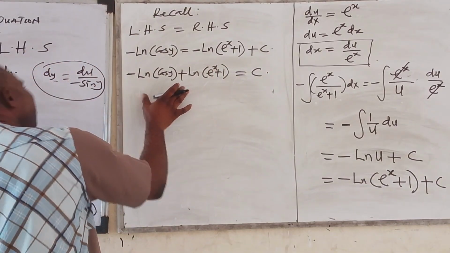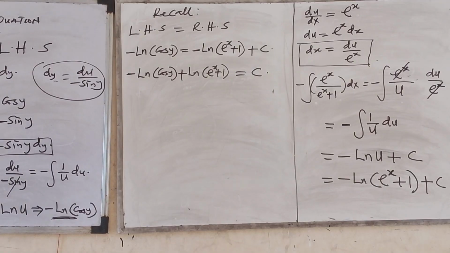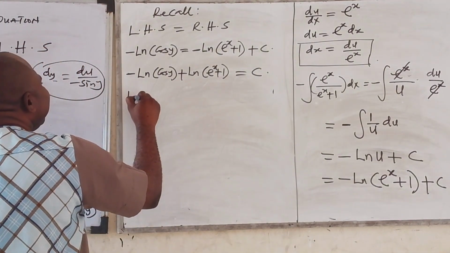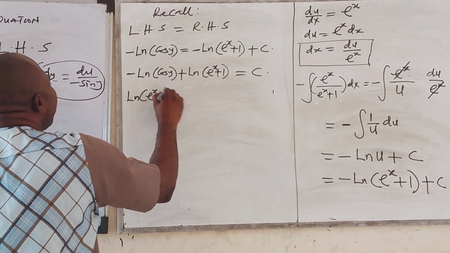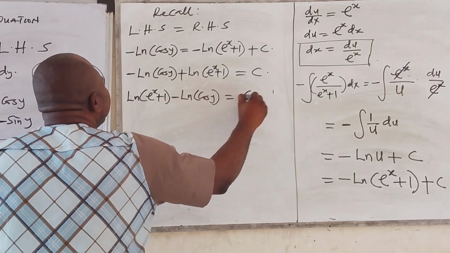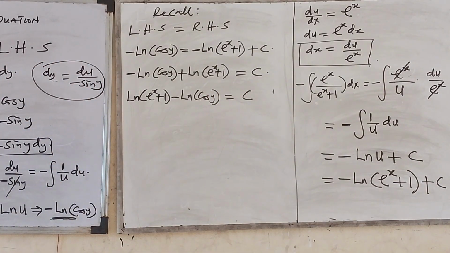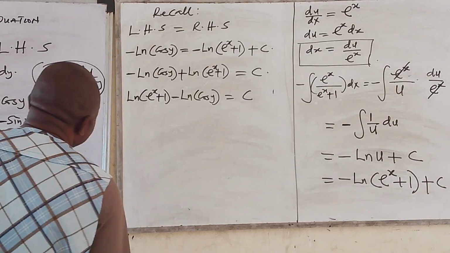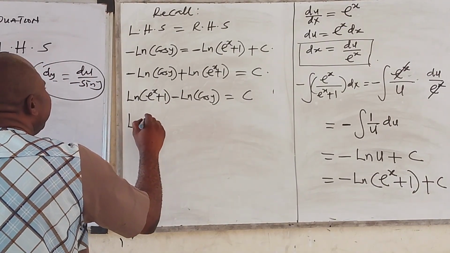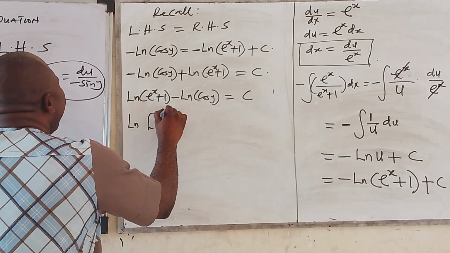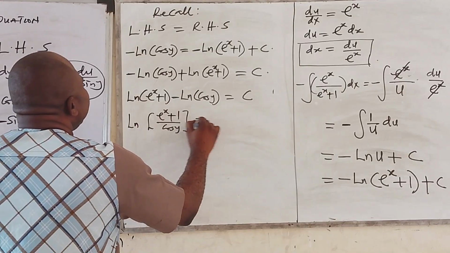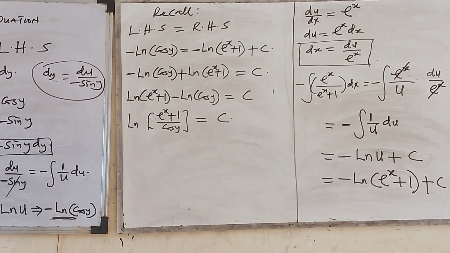Which is the same thing as saying, because minus a plus b is the same thing as b minus a, that minus this plus this is the same as ln in bracket e power x plus 1 minus ln cos y, and this is equal to c. Now for one of the laws of logarithm, when you have subtraction, we know we are dividing. So this is the same as saying ln of e raised to the power of x plus 1 all over cos y is equal to c.